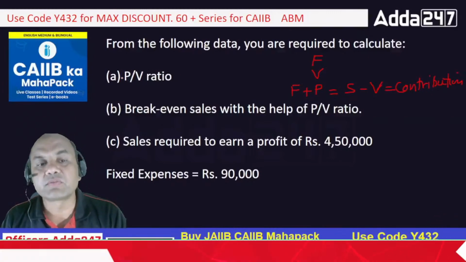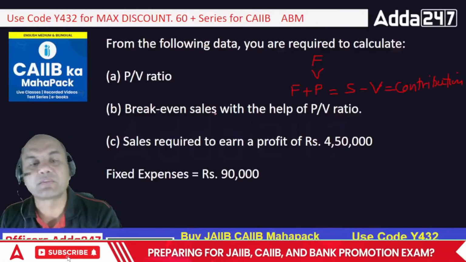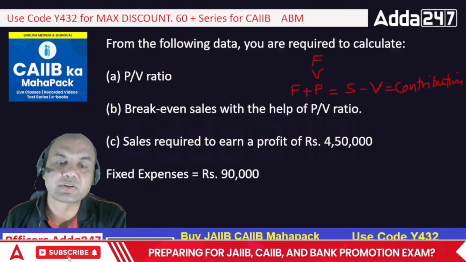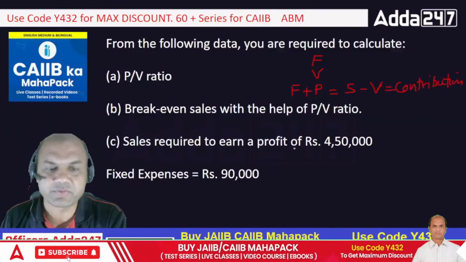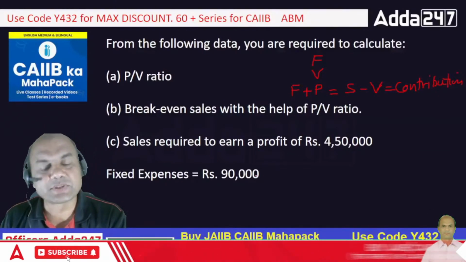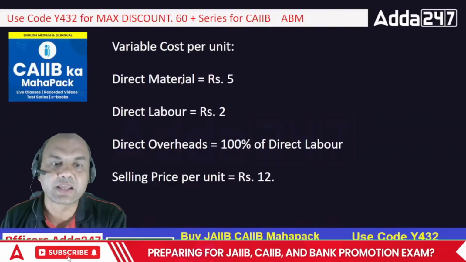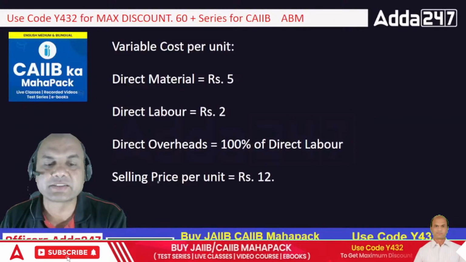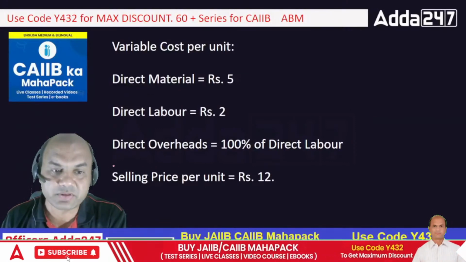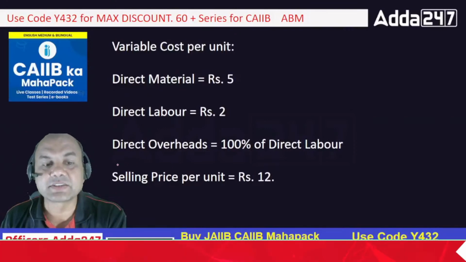So you want what? First PV ratio, then break-even sales with the help of PV ratio, and sales required to get a profit of 4,50,000. Fixed expense 90,000 done. Variable costs are all these: direct material, labor, and overheads. Selling price per unit is not a variable cost; this is the SP.